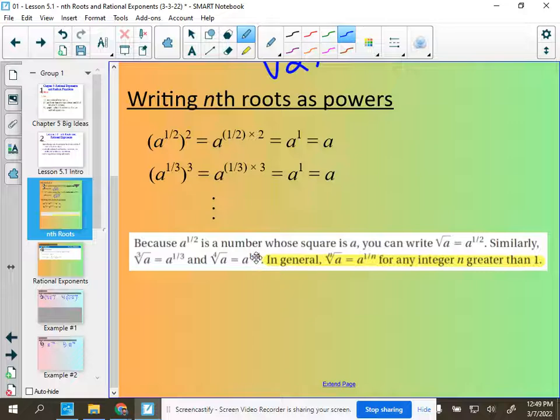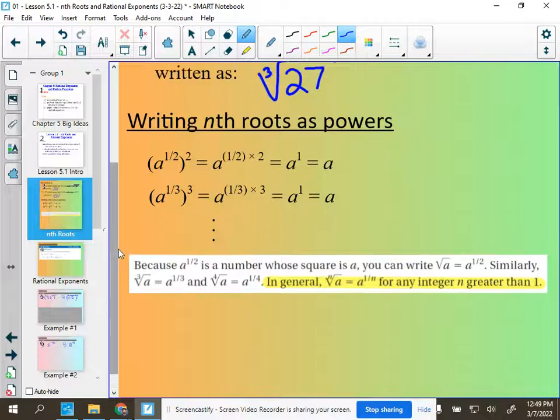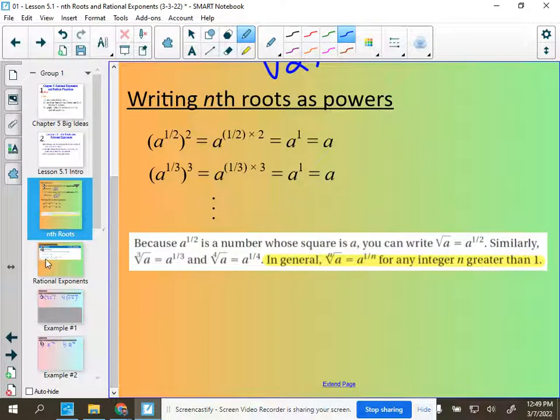This is the big takeaway. Because a to the 1/2 is a number whose square is a, the square root of a can be written as a to the 1/2. So this first part highlighted is definitely something we should add into our notes. You can put it under a heading, I think it's okay to call it nth roots, like the name of the section.